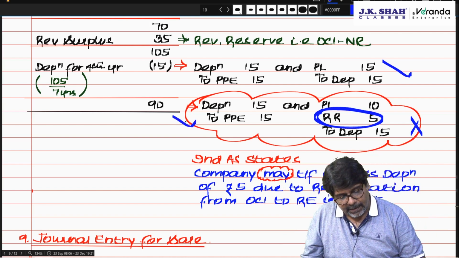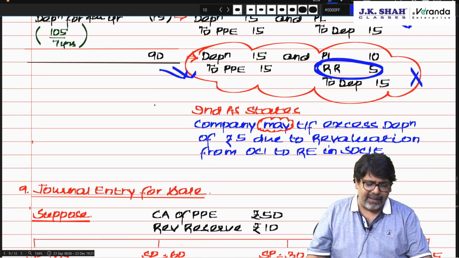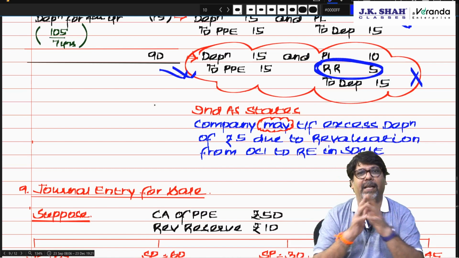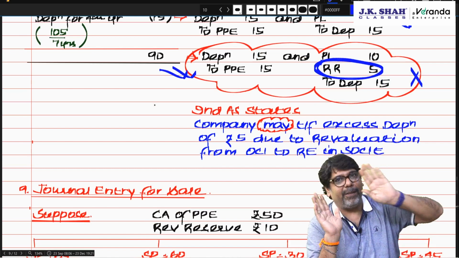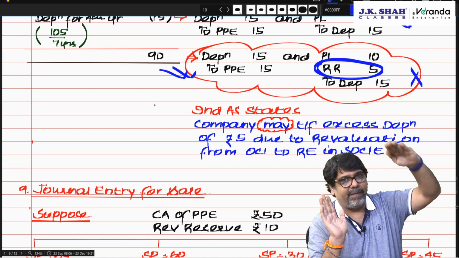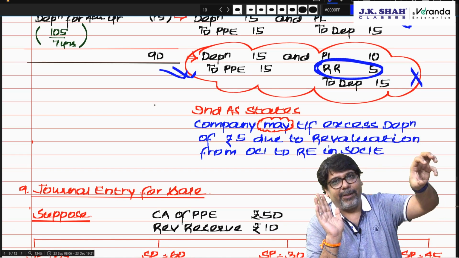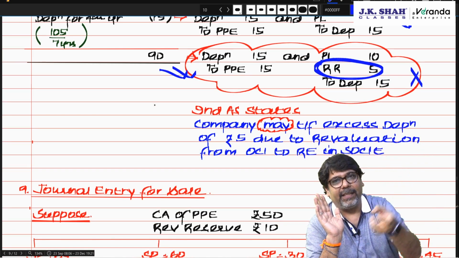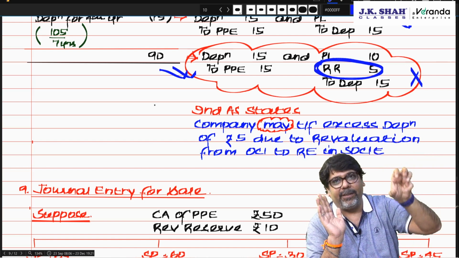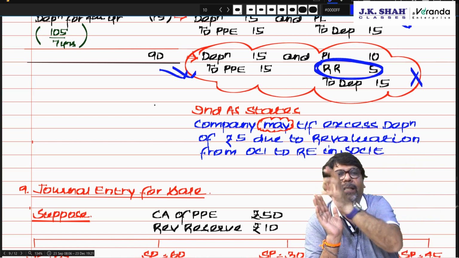Sir, can we pass this entry? It is not stated very clearly, but ultimately your PNL will show impact of 15 rupees. Your profit will dip by 15. So retained earnings dipped by 15. Then you remove 5 rupees from revaluation reserve and add it to retained earnings.